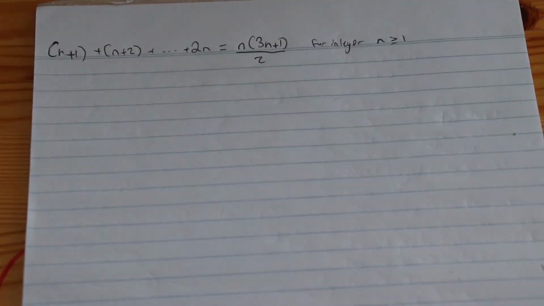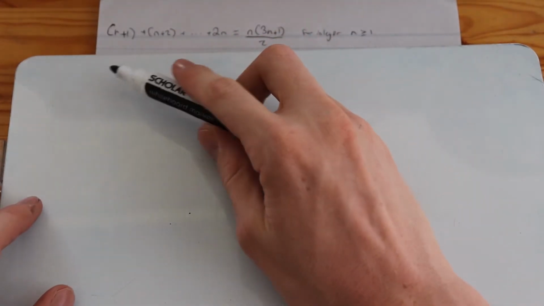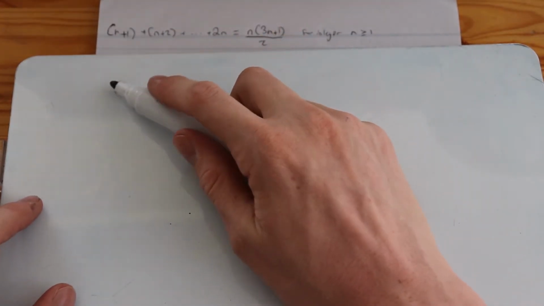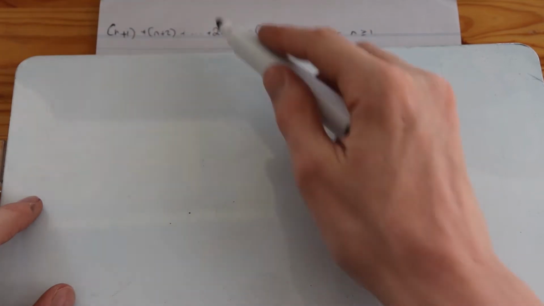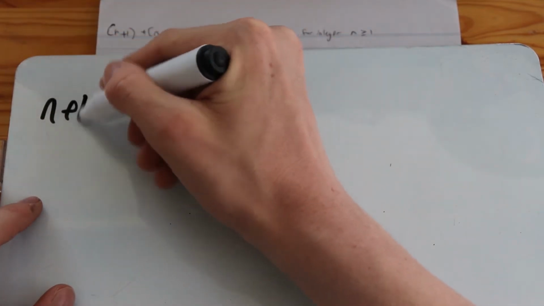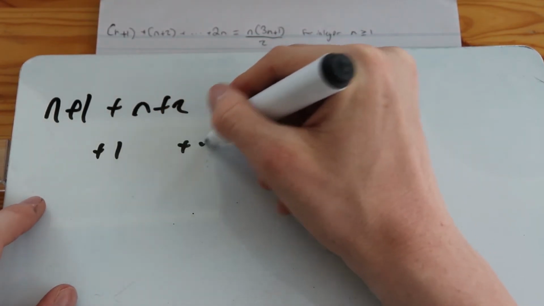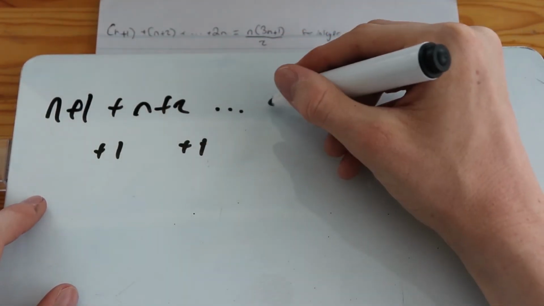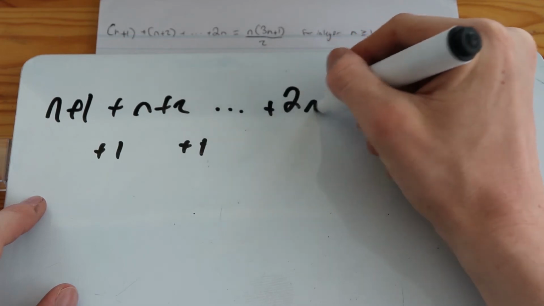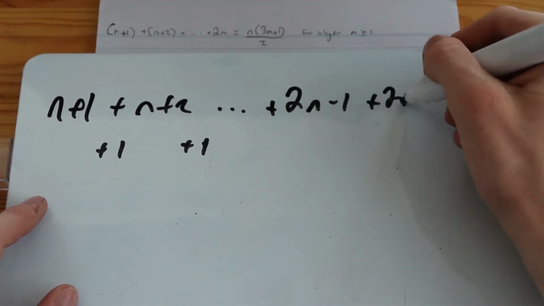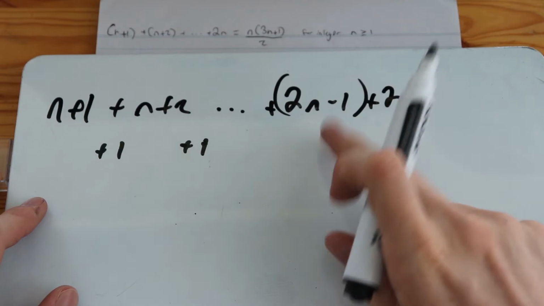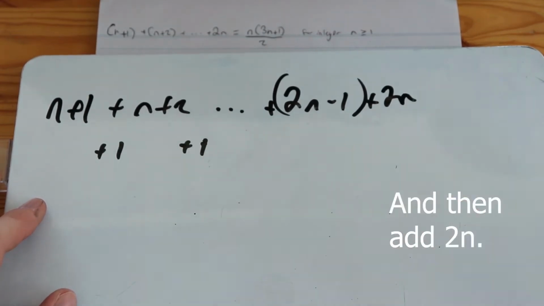This might just look like a lot of symbols, so we're going to break down exactly what this means. What this statement means for some integer n is that we sum the numbers starting at n plus 1, and then going by increments of 1, we add all those numbers, going up 1 each time, to the integer just right below 2n, and then add 2n.